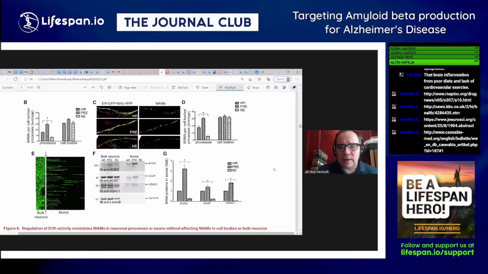So this is strongly implicating MAMs in the secretion of this amyloid beta. One more piece of evidence is that this is where most of the secretion is happening, in axons versus the soma or the body of the cell. And you're getting more of these MAMs forming in the axonal processes versus the soma.